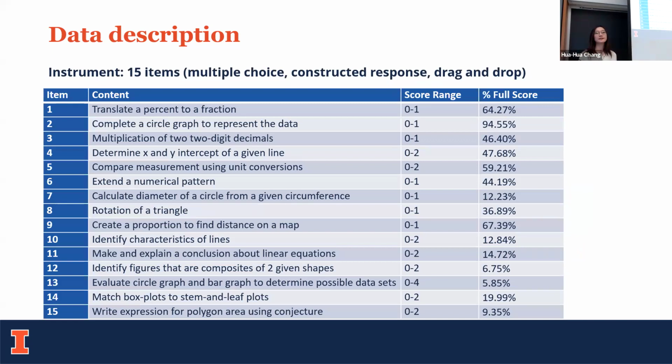The 15 items contain multiple choice, constructed response, and drag and drop questions. Here's a brief summary. You don't need to look into the details, just to get an idea of what the contents of these questions are. For each of the questions, the score range is either 0 to 1 or something like 0 to 4. And the students can get partial credit on some of the questions. The last column lists the proportion of individuals who receive the full score on the question, which is a simple surrogate for how difficult the question is.